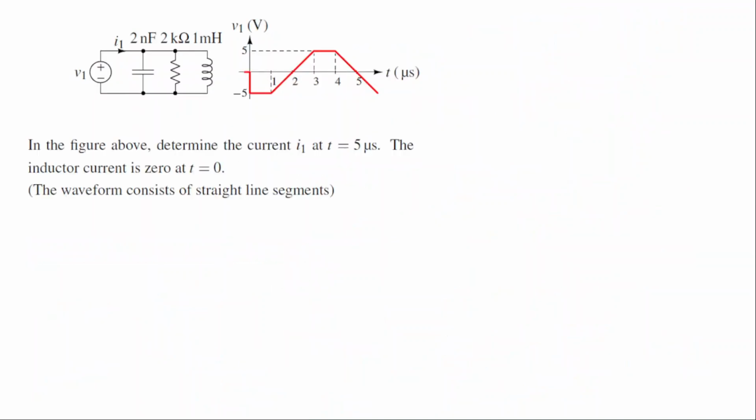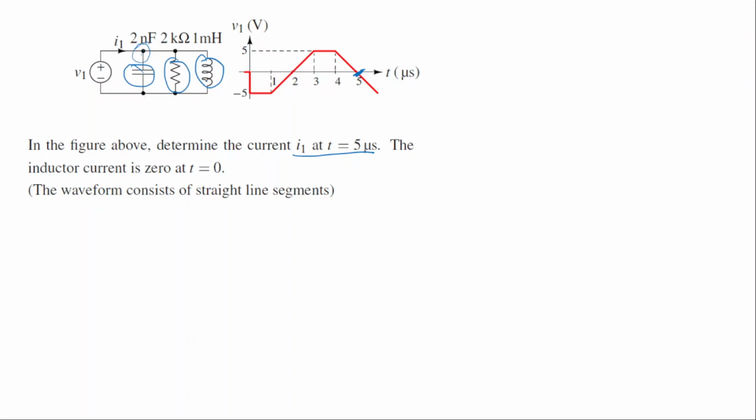In this circuit, the capacitor, resistor and inductor are connected in parallel and sourced by this voltage source, and the voltage source waveform is given in this figure. We need to determine the current at 5 microsecond, so the current at this point. As we can see, these four terminals are connected in parallel, so we need to apply KCL at either this node or this node. Let's apply KCL at this node.